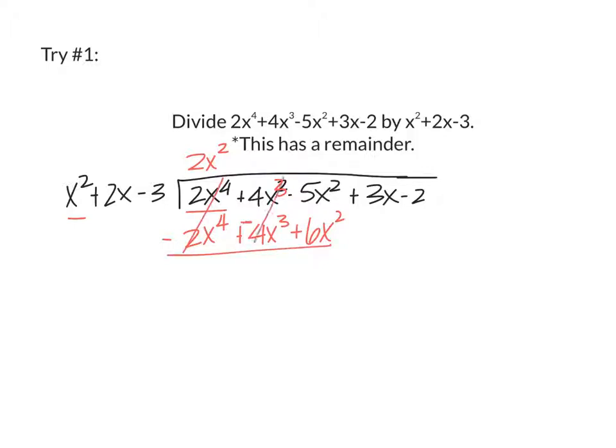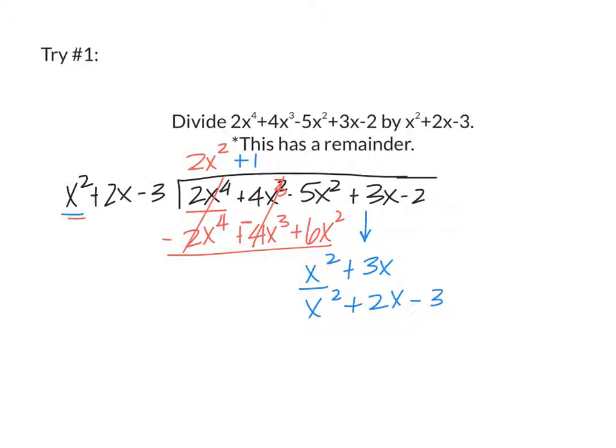Remember, create your opposite. So this is a negative, this is a negative, and this is a positive. I am left with x squared. And then I drop my next term, which is positive 3x. Again, I'm focusing on x squared and x squared. So x squared divided by x squared is going to be 1, so positive 1. And then I multiply, so it gives me x squared plus 2x and then minus 3.